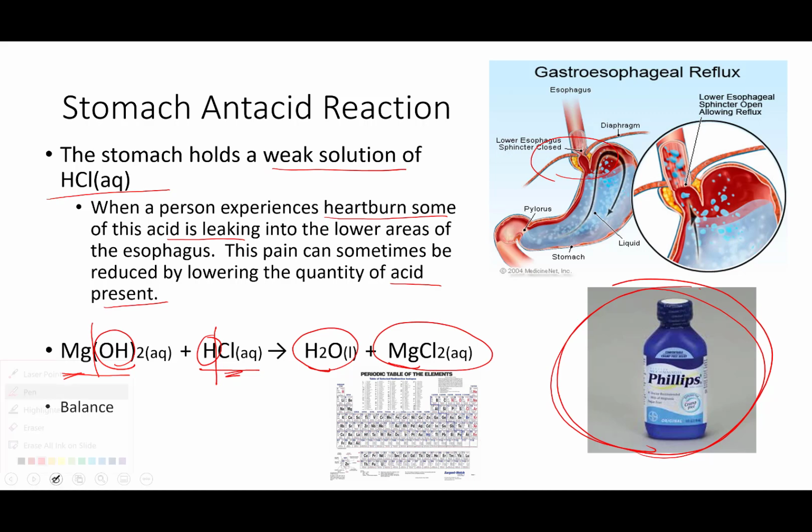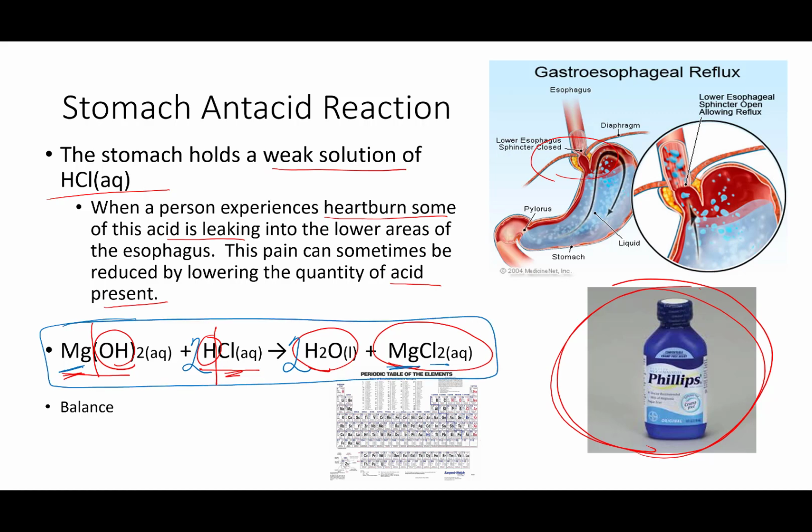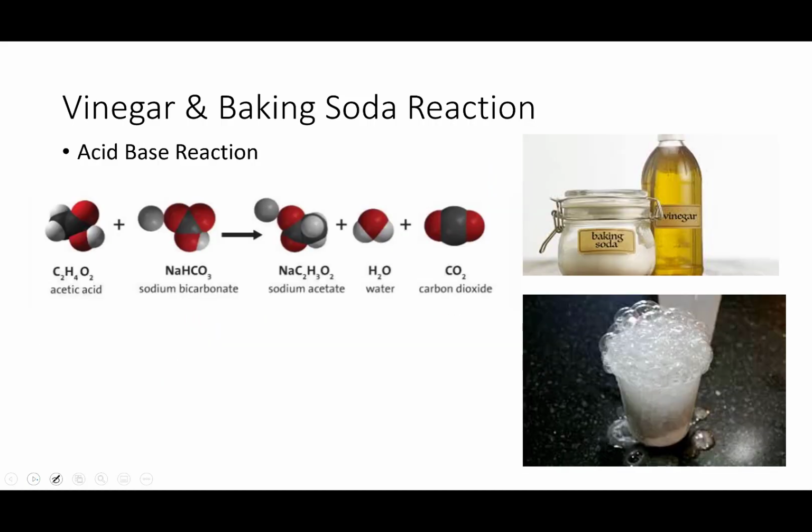If we take a minute and try and balance this, let's take a look. 1 magnesium, 2 chlorines. To get 2 chlorines, I'm going to go 2 there. I have 1, 2, 3, 4 hydrogens, so I'm going to have to go 2, 4 hydrogens. I have 2 oxygens, 2 oxygens. I think I'm balanced. I think it was, again, as simple as that.